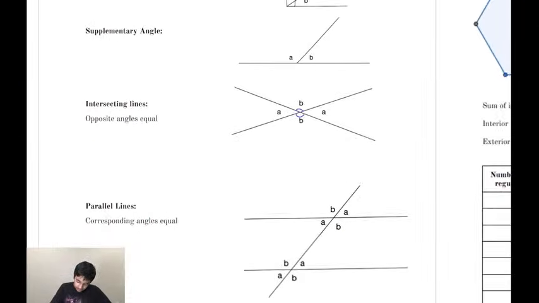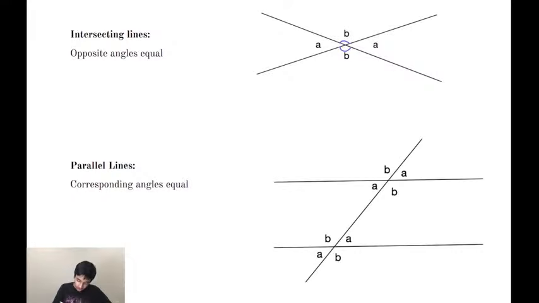And then we also have parallel lines. So in parallel lines, corresponding angles are equal, always. So for example, this angle is going to be equal to this angle because they're corresponding angles.